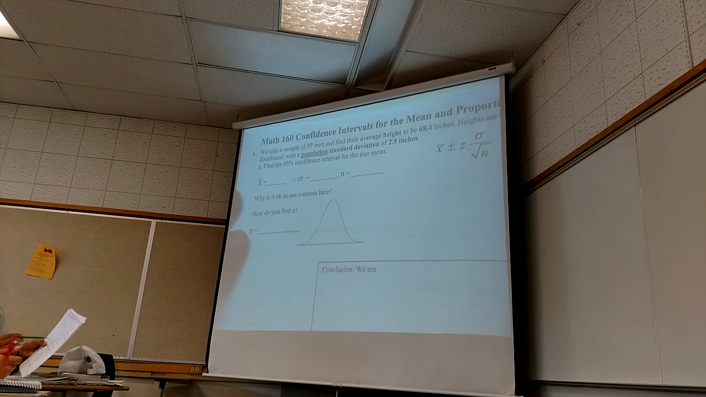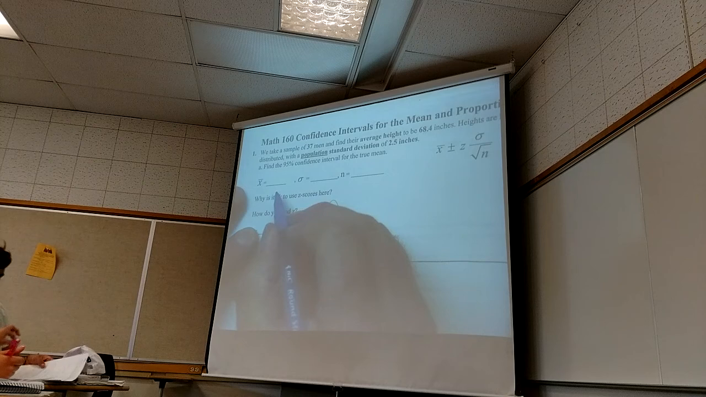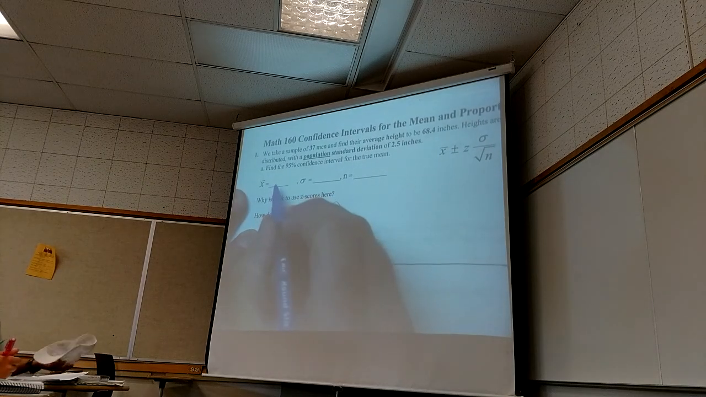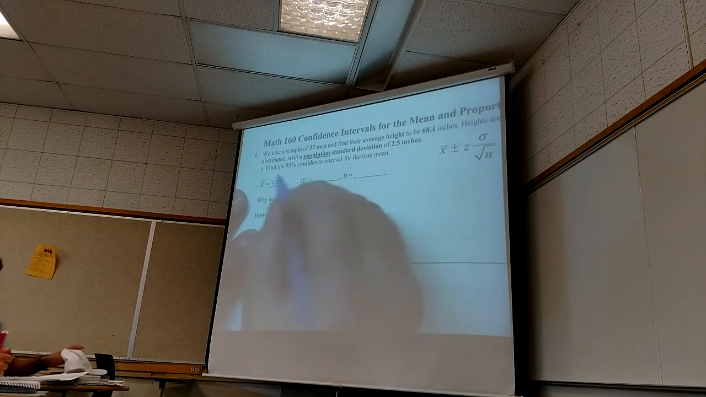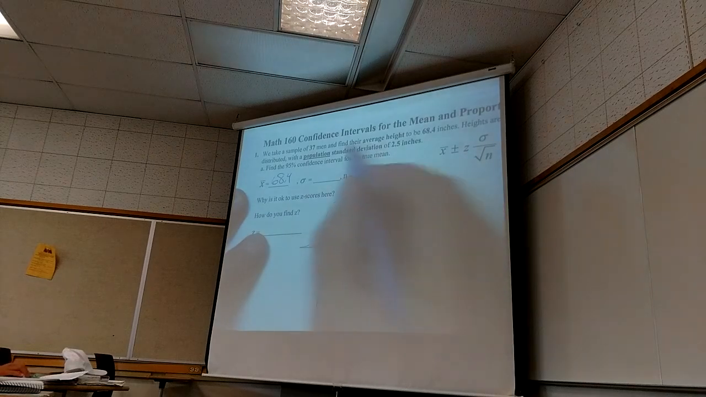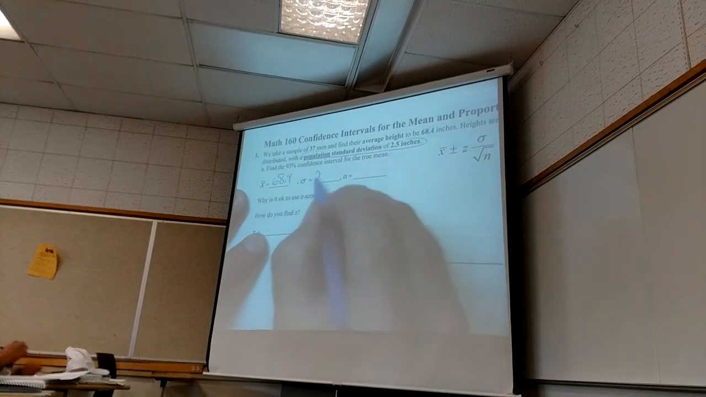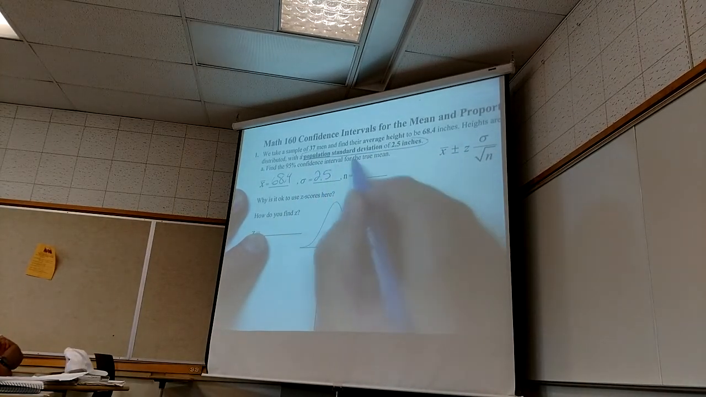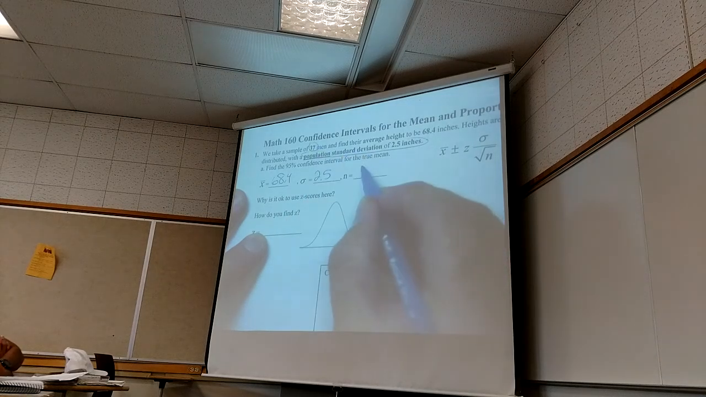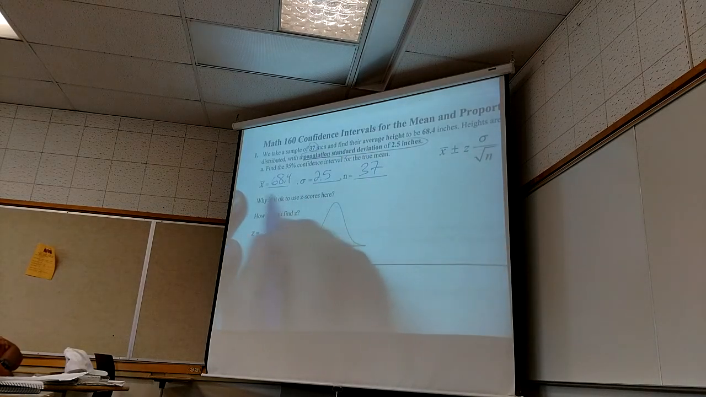Let's take a look at number 1. So you need 0.4847. So number 1, I asked you, what's X bar? 6, right? Cool. Here we know the population standard deviation is 2.5. N is 37. Why is it okay to use Z-scores here?